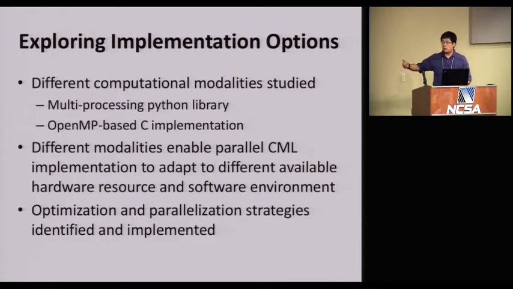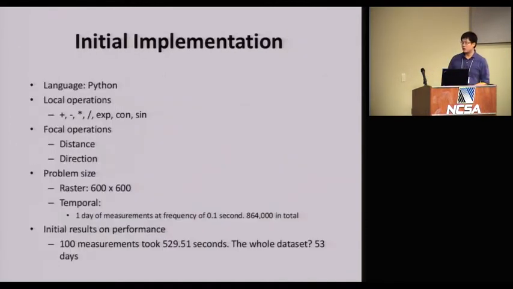When we take the code, we are racing with time, right? In this case, we also race with time. When the first code came, this is the initial code that we took from the South Carolina team. The initial assessment is that if we run 100 measurements, it took 529 seconds. Then for the whole data set, I calculated a 24-hour data set, it'll take 53 days. Then it's obviously a mismatch on how fast the sensor can collect data and how fast we can analyze the data.